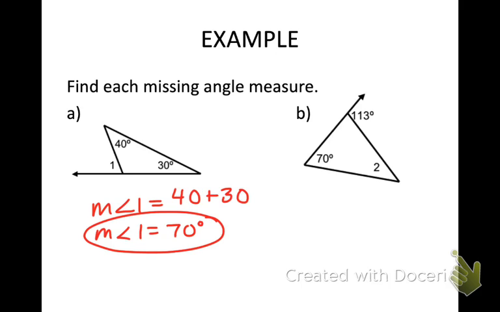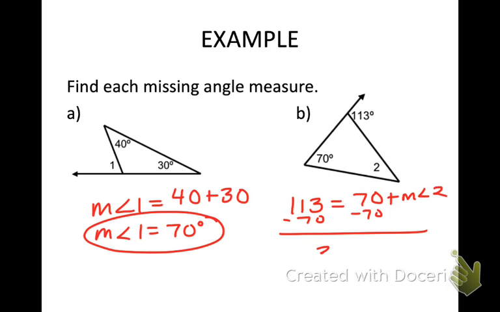How would you do B? Exterior angle is 113, which is equal to 70 plus the measure of angle 2. So subtracting 70, that gives us 43.